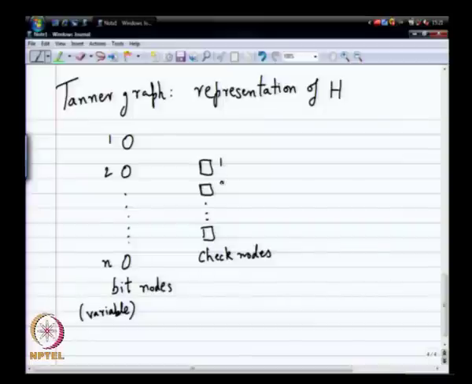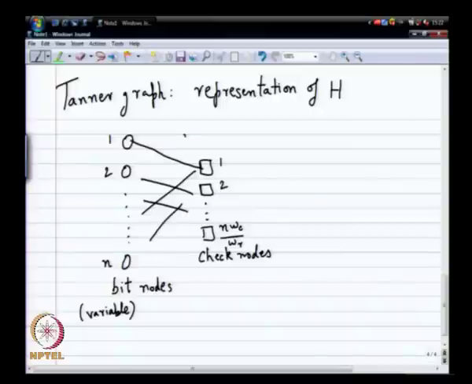Okay, if you number them from 1 on, for the regular codes you will get N·WC of them, and the edges you put basically represent ones in the parity check matrix. Okay, so if you go to the first row, it will contain ones in certain bit positions. You simply connect all those bit positions to this check node. Okay, so that is the Tanner graph.